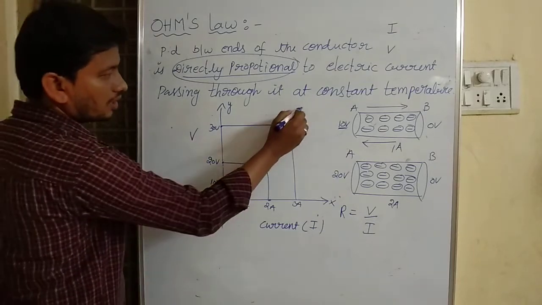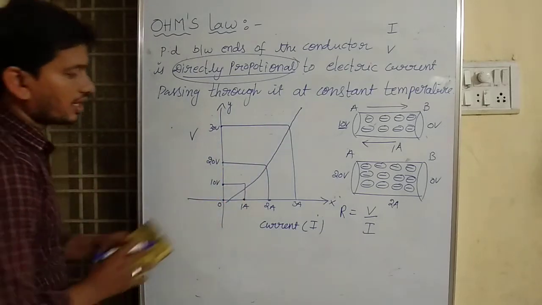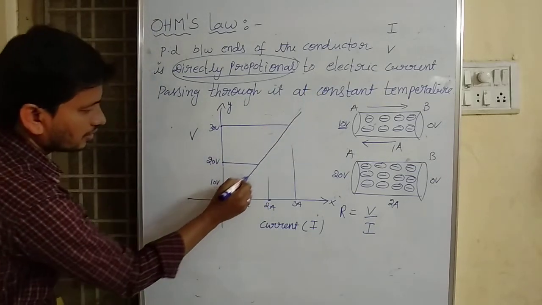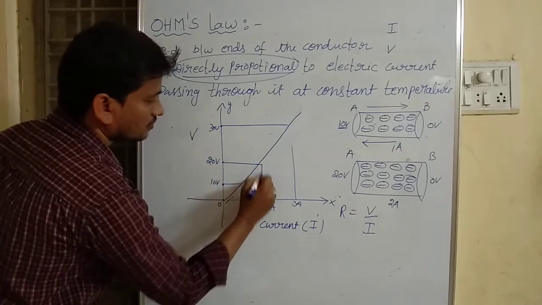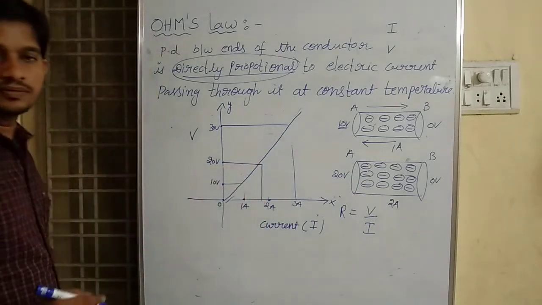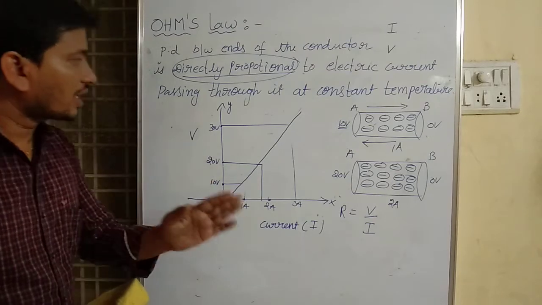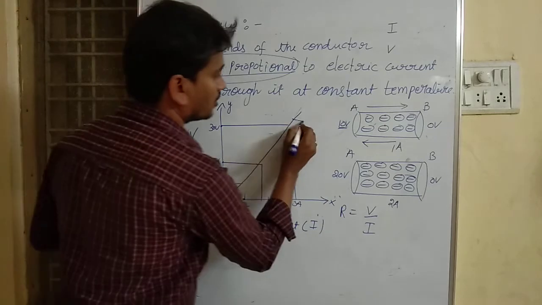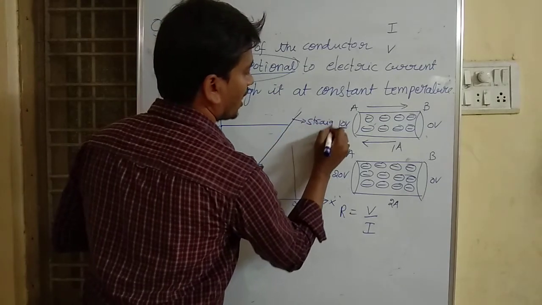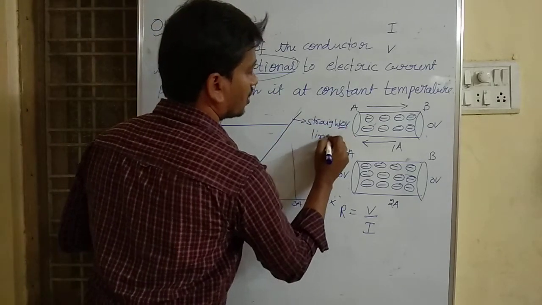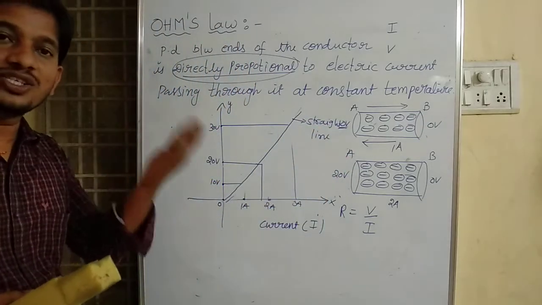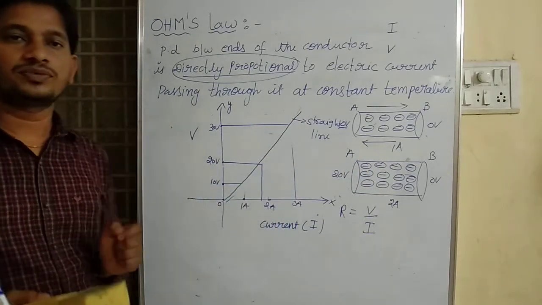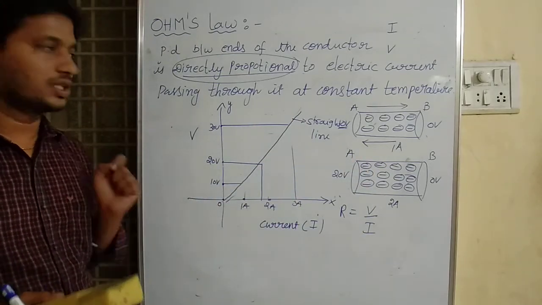If you observe the graph between V and I, it is a straight line. As V is increasing, current is also increasing. They are directly proportional to each other.